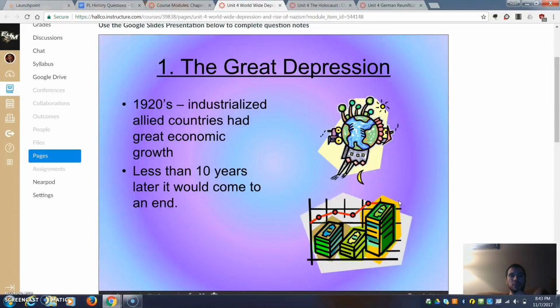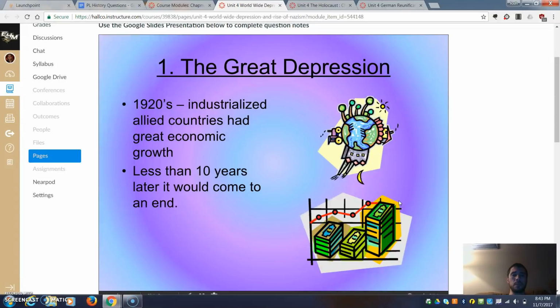In the 1920s, industrial allied countries had great economic growth. They call it the Roaring Twenties, especially in the United States, just because things were going so well. Everybody was making money. People had jobs. New technologies were coming out, like the radio. That was a big deal. People really liked that stuff. They wanted to have a lot of it.